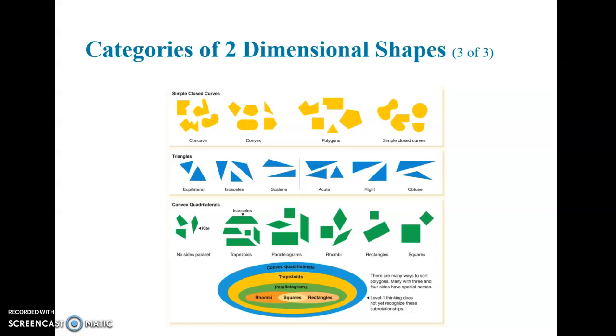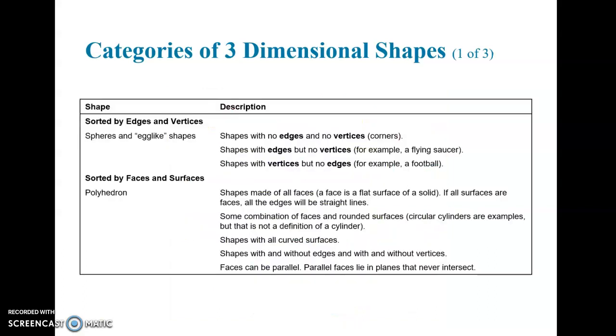In this Venn diagram, squares are rectangles and rhombuses. All three are parallelograms. Parallelograms can be trapezoids, and trapezoids are also convex quadrilaterals. Here are the categories of three-dimensional shapes and the descriptions that go along with each category.